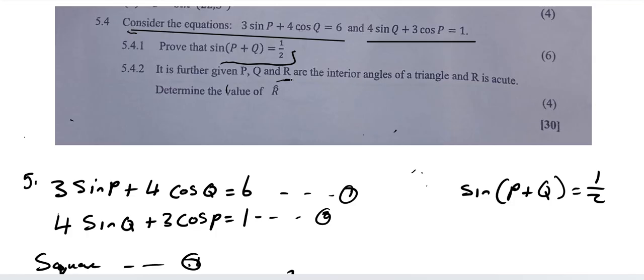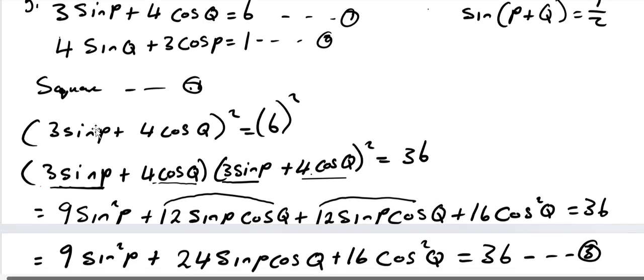We're not having r at first, but now we have r. They've added r. P, Q, and r are the interior angles of a triangle. You must know what an interior angle of a triangle is, and r is an acute angle. You must know what an acute angle is. Then they say determine the value of r. Let's go and determine the value of r, guys.